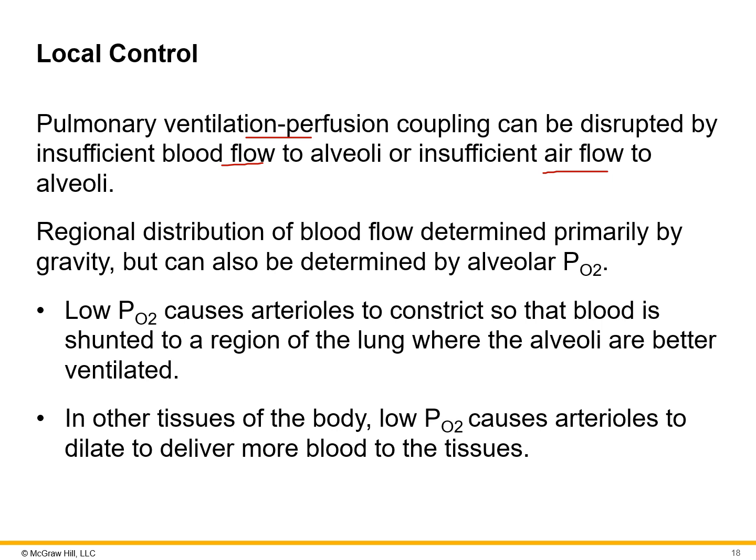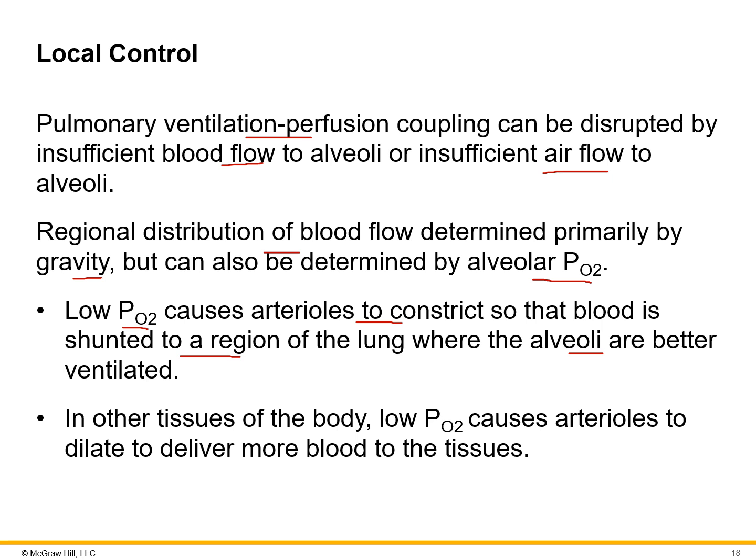So regional distribution of that blood flow is determined mainly by gravity, but also the partial pressure of oxygen in the alveoli. So that low pressure causes the arterioles to constrict, like in our little arteries coming in. So they constrict, and that shunts the blood flow away from the lungs to where alveoli are better ventilated. So that increases that dead space, but then it allows the blood to go where there is gas exchange happening and not wasting it on alveoli that are not functioning.